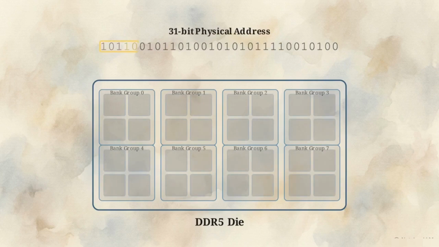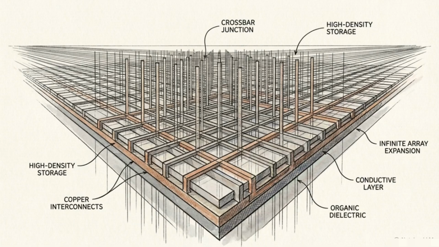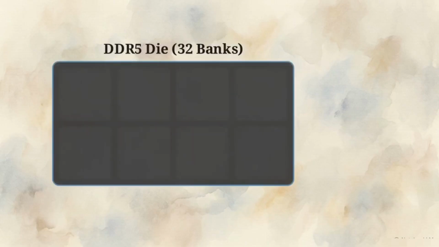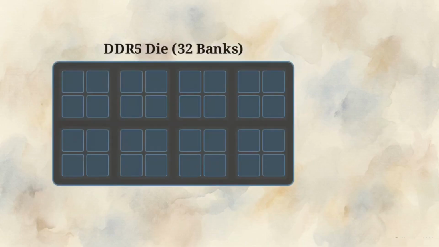In the first stage of decoding, the controller consumes the first 5 bits of our 31-bit address to select a specific bank. Inside that selected bank lies a massive internal array, standing 65,536 rows tall by 8,192 columns wide. Partitioning the die into 32 distinct banks allows multiple rows across different banks to remain open concurrently.